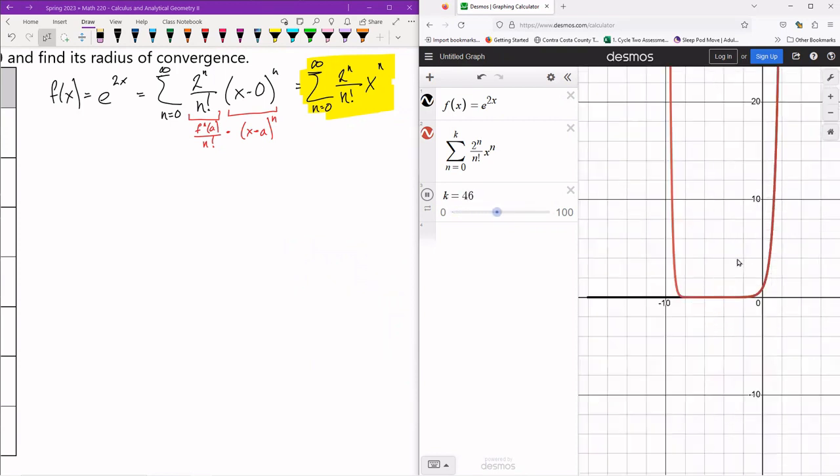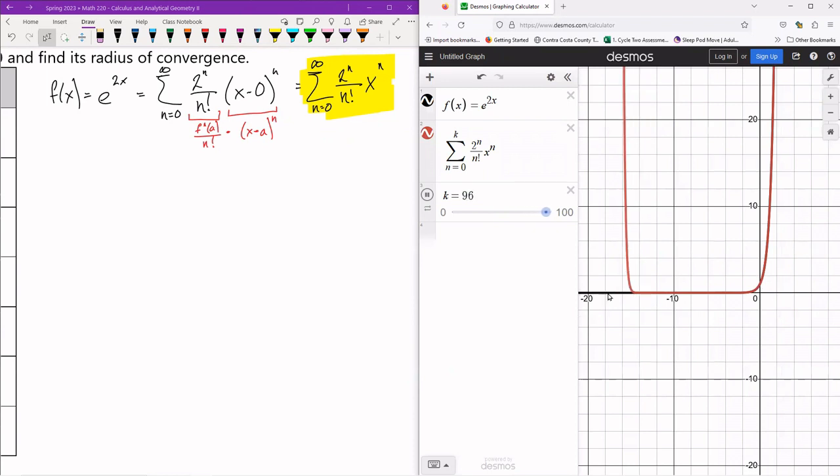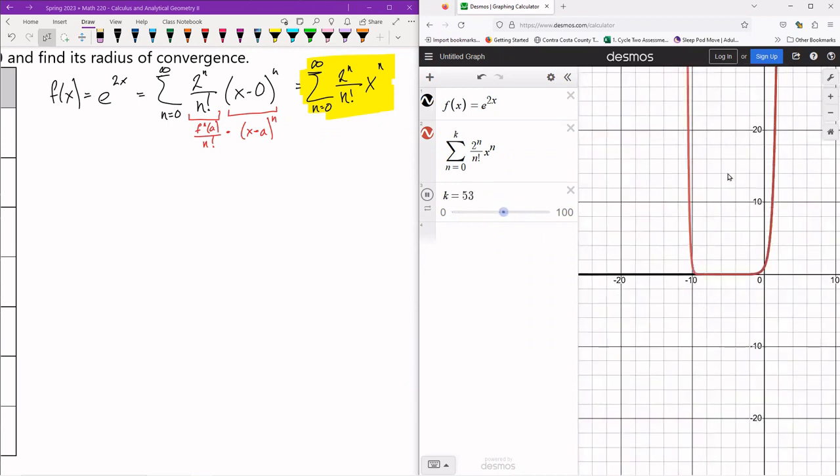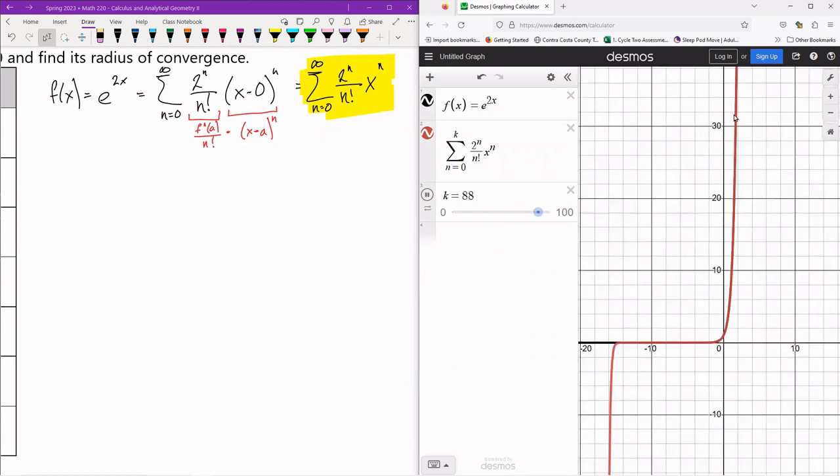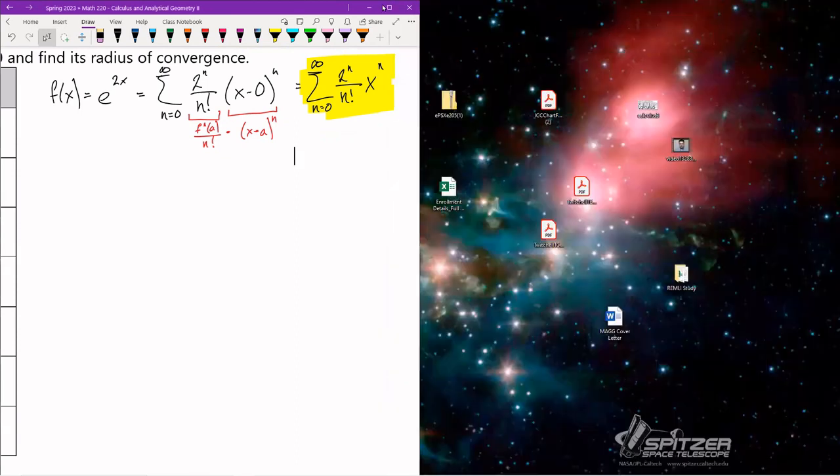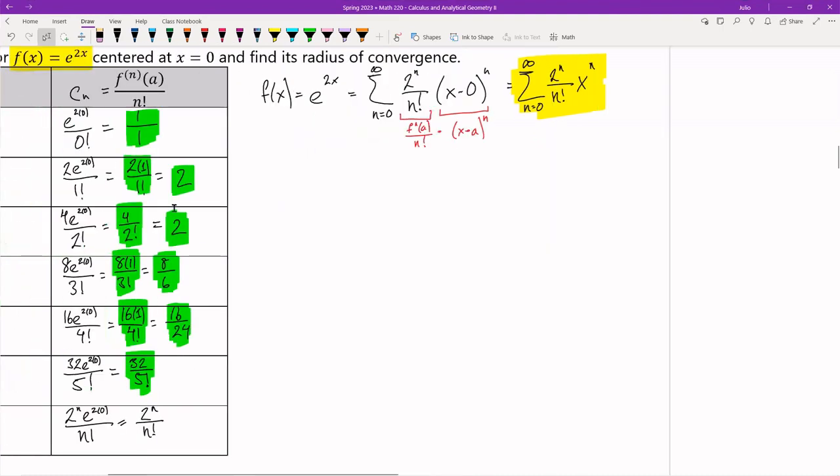And if you take a look, let me zoom out. It looks like it's matching up really far out. I made it stop at 100, but if I made it go to 1,000, it looks like it would continue to crawl over in the negatives, and then same thing in the positives. It's sort of laying on top of it. So it looks like our radius of convergence should be all real numbers. So let me go ahead and pause it, and let's go back into our notes.